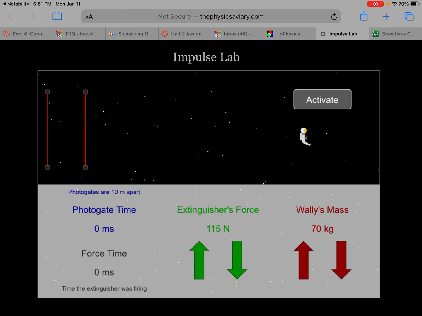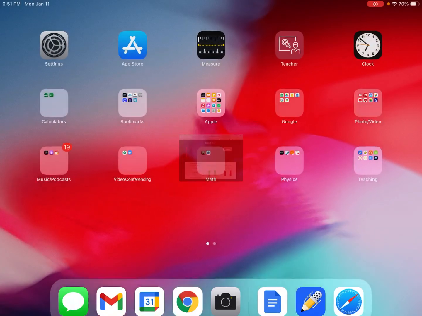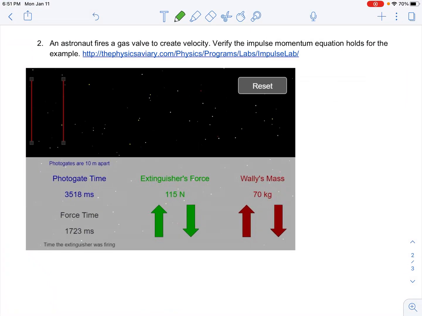This time I'm going to activate it for a shorter period of time. So when I activate the fire extinguisher for a shorter period of time, we have a smaller change in velocity. I'll do it again for a slightly longer period. So now it's going a little faster. So you can see the longer that we've activated the fire extinguisher, the longer the force is in effect, the greater the change in speed. Okay, so back to the notes.